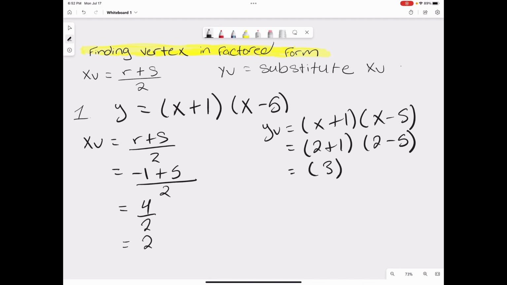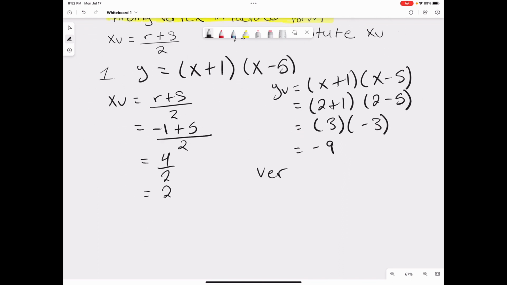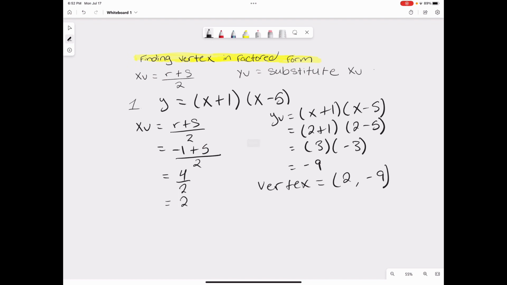Now this becomes 3, and this becomes negative 3, and 3 times negative 3 is negative 9. So now the vertex is (2, -9). So that is how you find the vertex when you are given a problem in factored form.